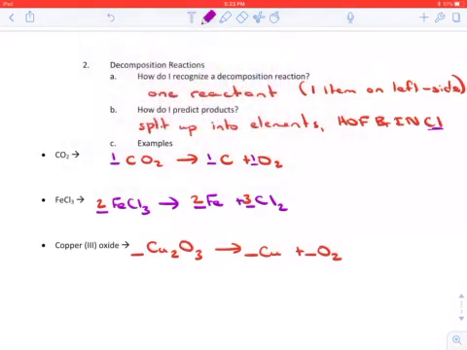Okay, we could start with our Cu's, but we see our O's are going to have a problem, so I'm going to put a 2 out in front of here to give us 6 O's. So to get 6 O's on this side, I need a 3 right there, and now I have 4 Cu's. So I need 4 Cu's on the right side, and we're done.